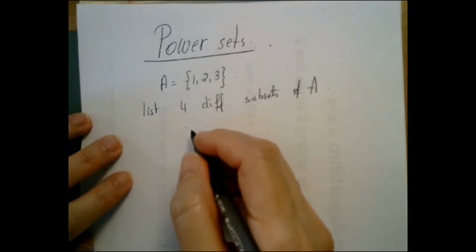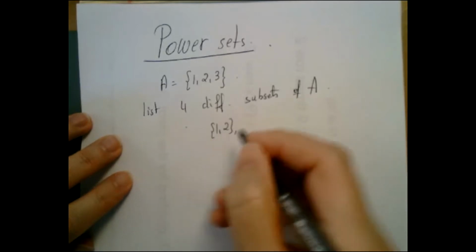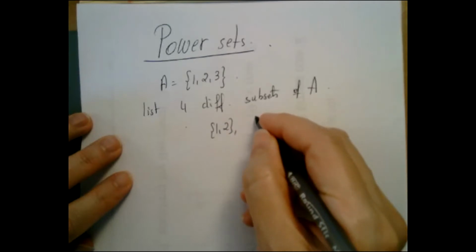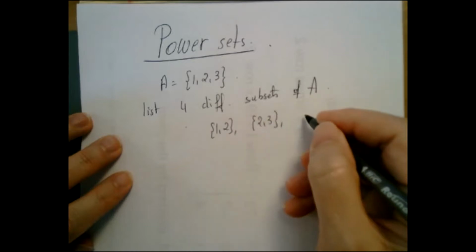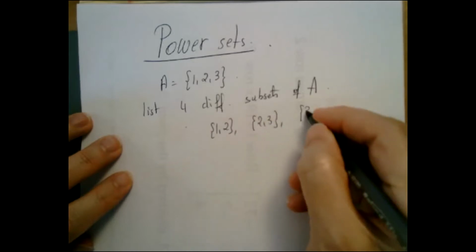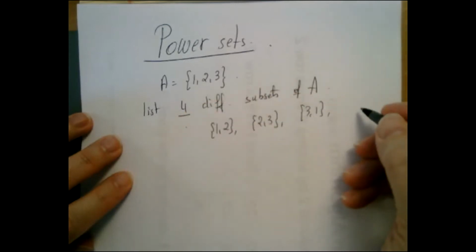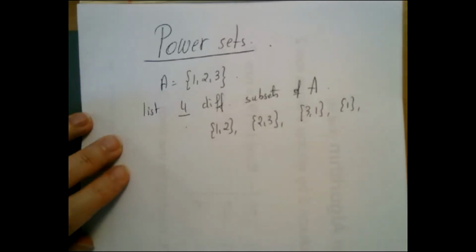The set containing 1 and 2. Another one? 2 and 3. Another one? 3 and 1. Another one? I want 4. The singleton 1. Are there more? Yes, a lot.